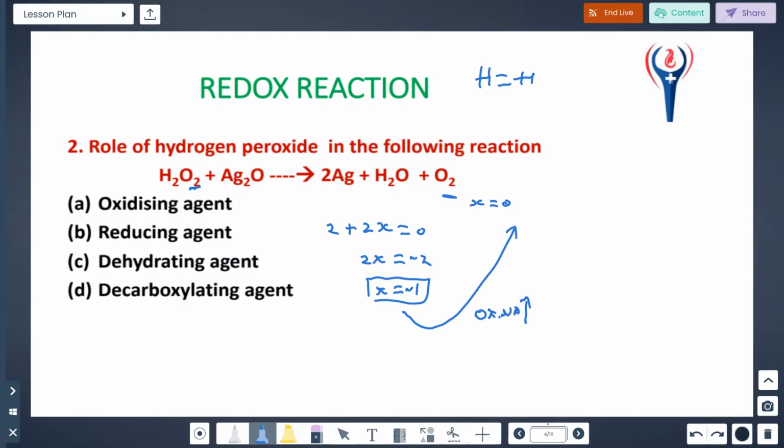So oxidation takes place, meaning hydrogen peroxide is oxidized. Okay, so the oxidized species is called what? We can say the oxidized species is called the reducing agent. Are you following? This species is oxidized, so oxidation takes place. Any species which is oxidized is considered a reducing agent. Understood? Okay.